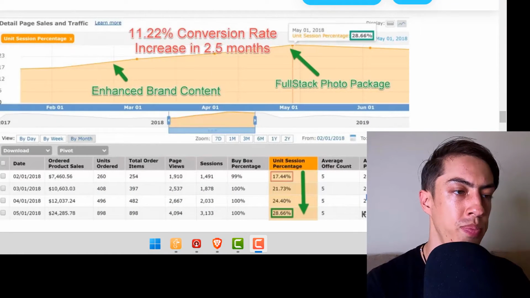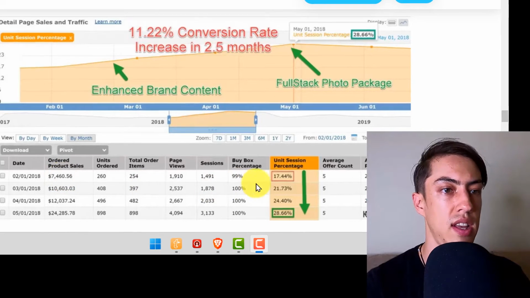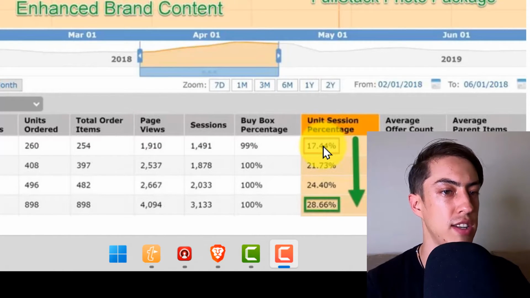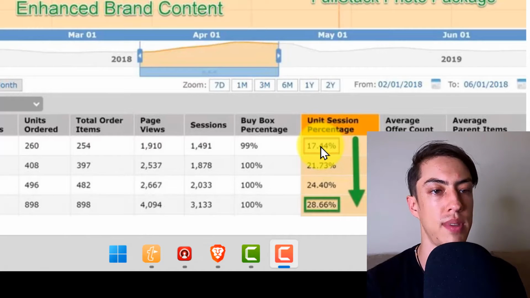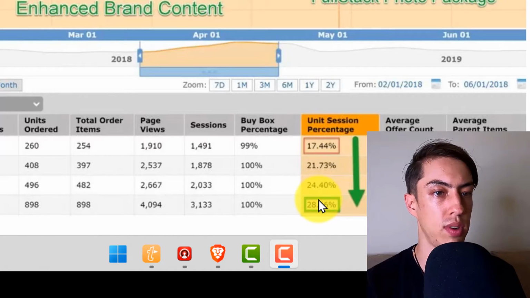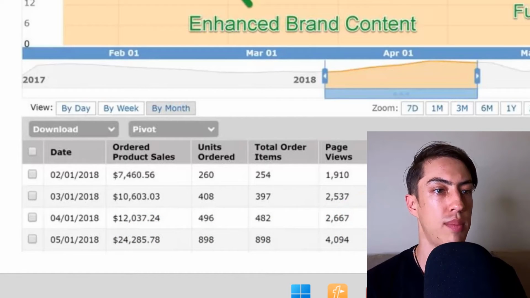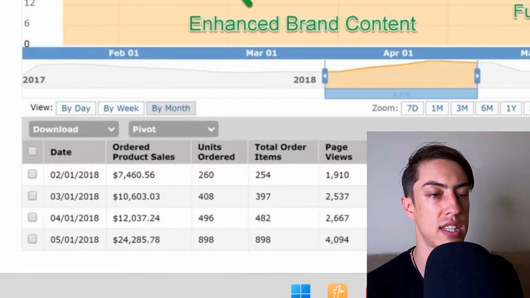So here's an example that I have on my screen right here. This is just an example of a product selling $7,500 per month in sales at a 17.4% conversion rate. Amazon calls this unit session percentage in the business reports. It's pretty much the same thing as conversion rate. We did a little bit of work to it and we raised the conversion rate to 28%. So that's an 11.2% increase. And the sales went from 7,500 to 24,000. There was only a 2x increase in sessions, but you can see that there was a 4x increase in revenue. That's the power of conversion rate.